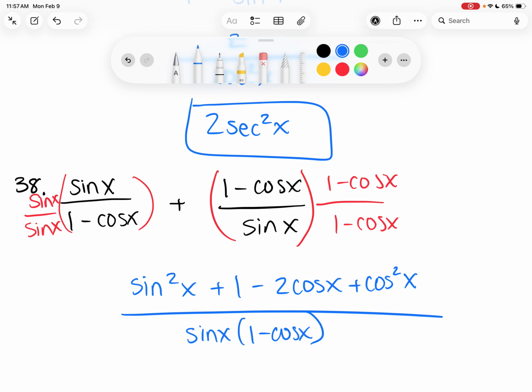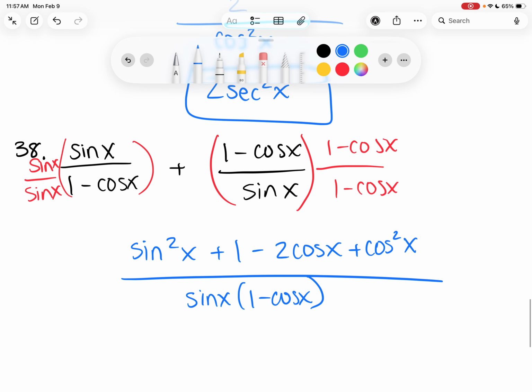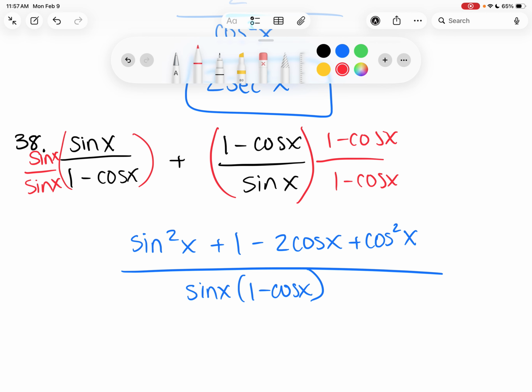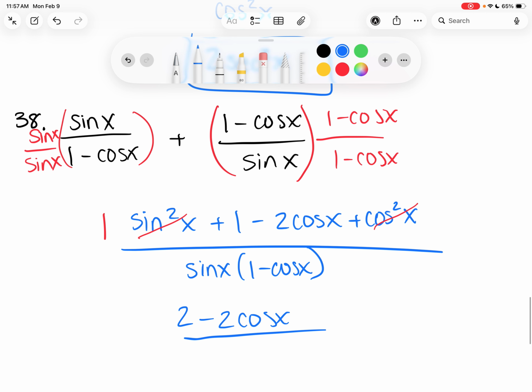All right, so on top, I see a sine squared and a cosine squared, so what might I do with that? Yep, sine squared and cosine squared equal 1. So I have now 1 plus 1 minus 2 cosine of x on top. So that's going to be 2 minus 2 cosine of x over sine of x times 1 minus cosine of x.